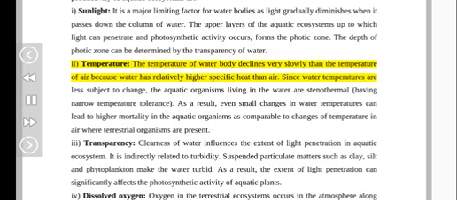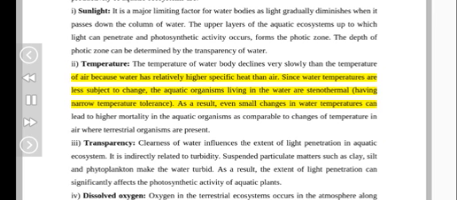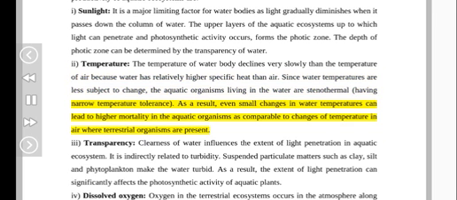Temperature. The temperature of water body declines very slowly than the temperature of air because water has relatively higher specific heat than air. Since water temperatures are less subject to change, the aquatic organisms living in the water are stenothermal, having narrow temperature tolerance. As a result, even small changes in water temperatures can lead to higher mortality in the aquatic organisms as compared to changes of temperature in air where terrestrial organisms are present.